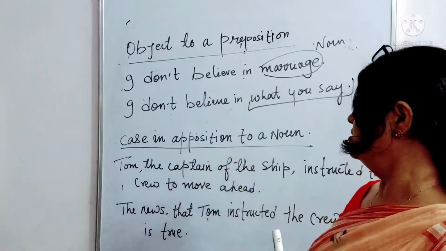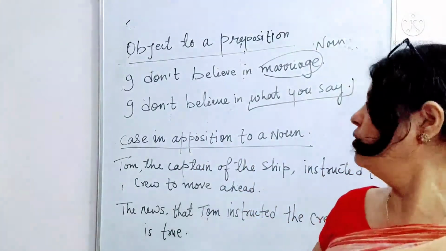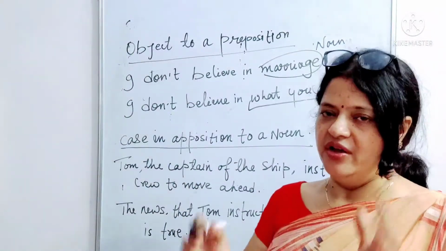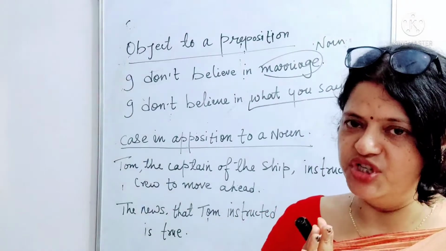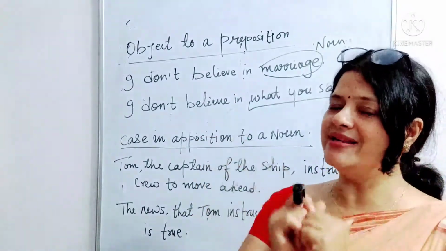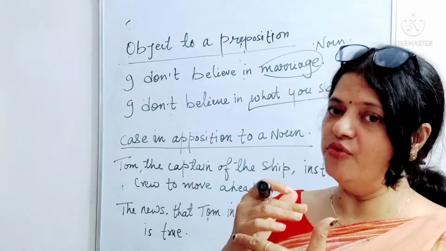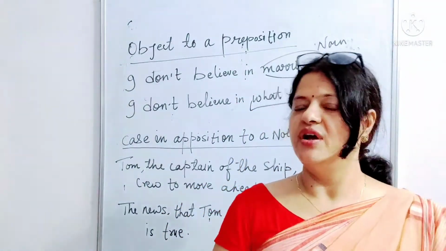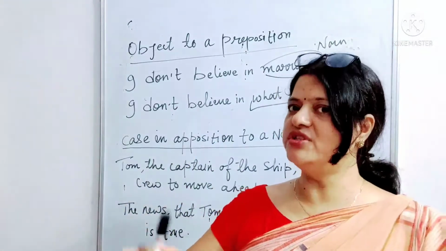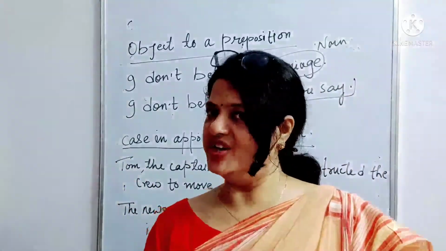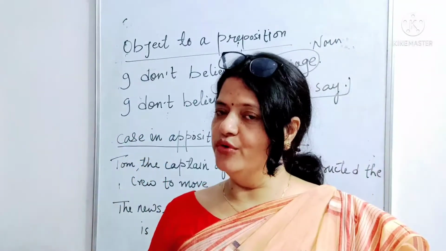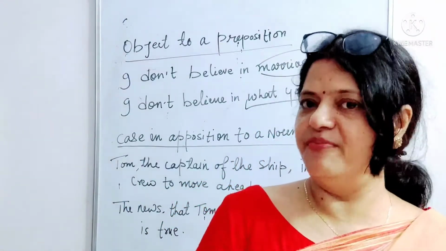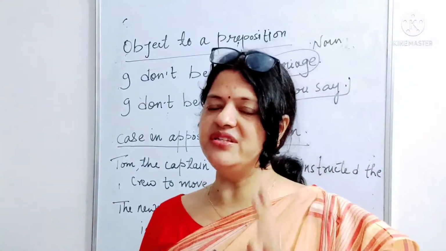Case in opposition to a noun. As I told you right now, it can be a noun in opposition or a phrase in opposition. First, let's understand the meaning of opposition. Opposition means side by side, or to be placed very near to someone. Now, let's first understand what a noun in opposition is. When one noun follows another noun to describe it, the noun which follows is said to be in opposition to the noun which comes before it. So this is called phrase in opposition.